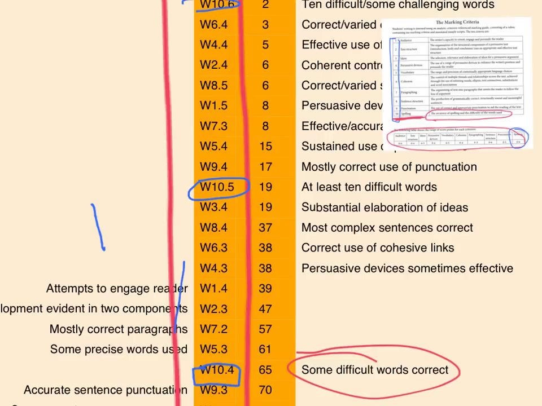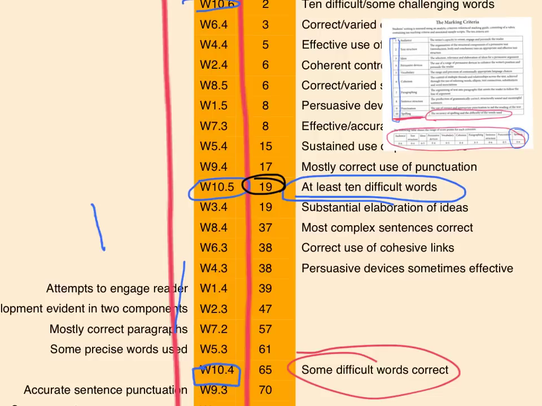So what does this mean? He didn't manage to demonstrate this skill here, at least 10 difficult words spelled correctly. That means that less than 10 difficult words were spelled correctly by the student in this particular task. What does that mean? Does it mean that this person is bad at spelling? Well, not necessarily, because if you have a look at where he's at compared to the rest of the state, only 19%, or about 1/5 of students in the state, managed to actually earn the 5th mark out of 6 for spelling.